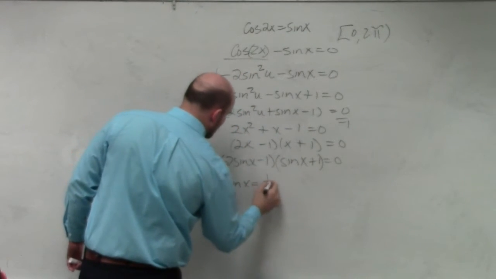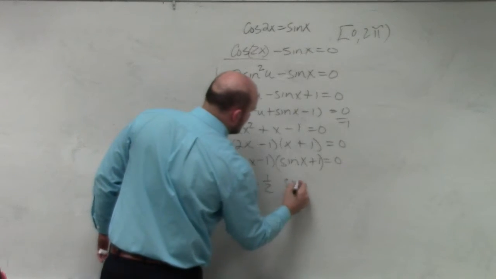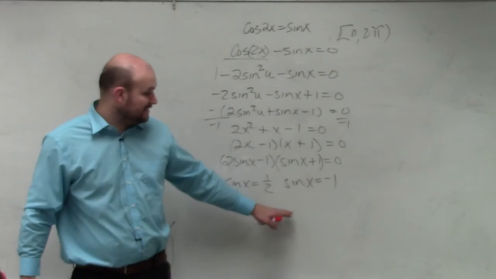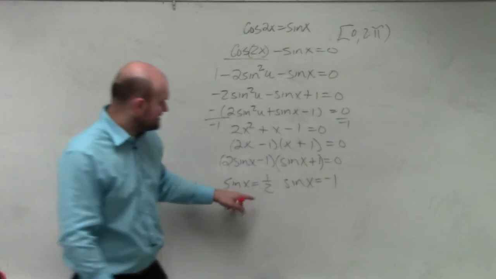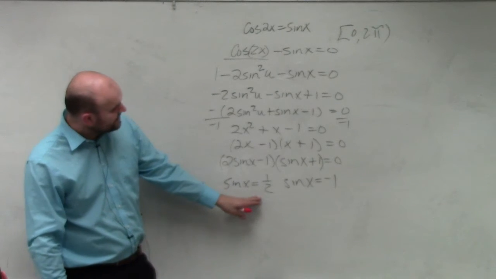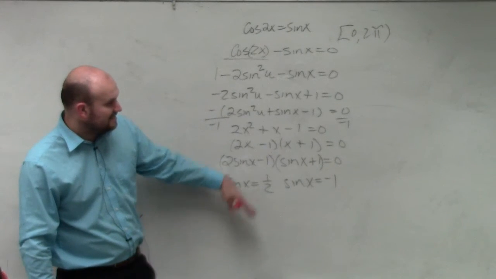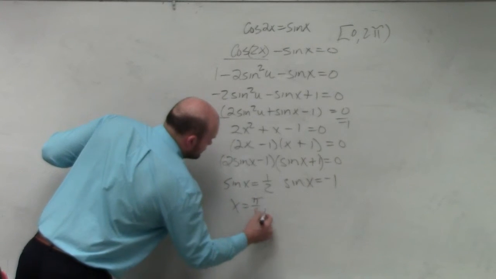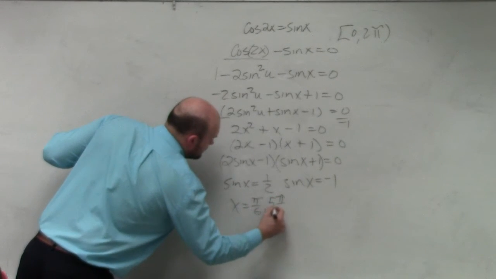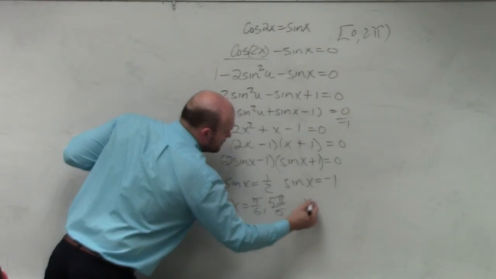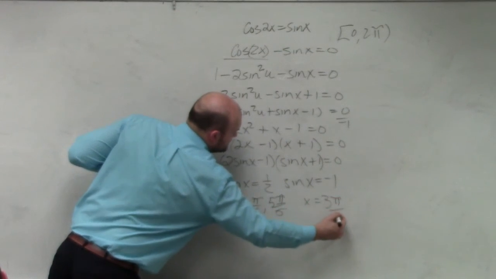Sine of x equals 1/2. I'm just trying to speed it up. Sine of x equals -1. And then, sure enough, guys, now we need to solve these two. So when is sine equal to 1/2? I'm just going to speed this along. I'm not going to draw the unit circle. Sine of x is equal to 1/2 at pi over 6 and 5 pi over 6. And sine of x is equal to -1 at 3 pi halves.